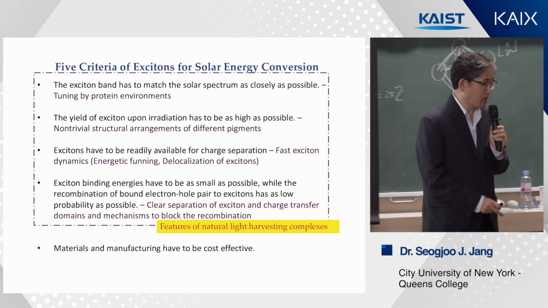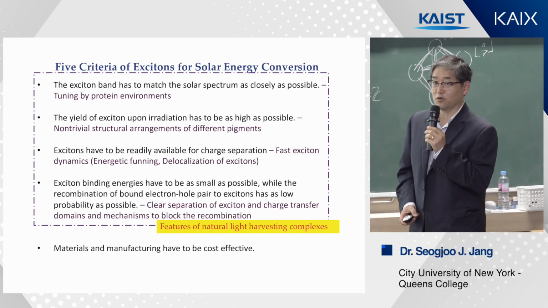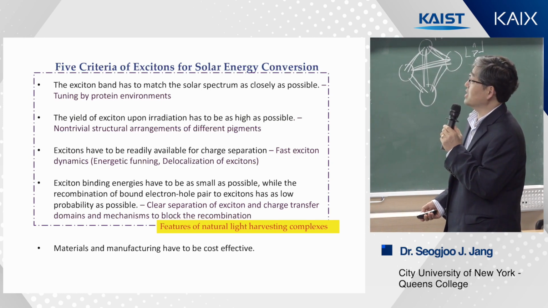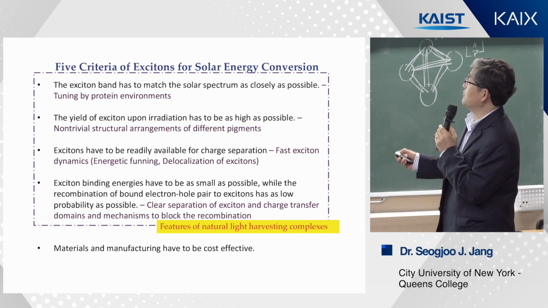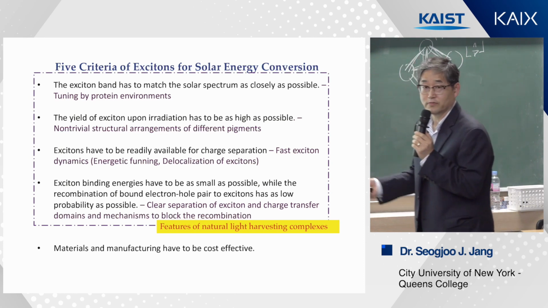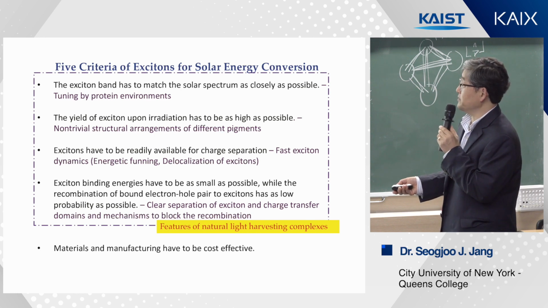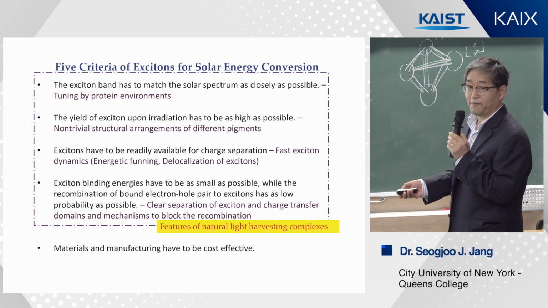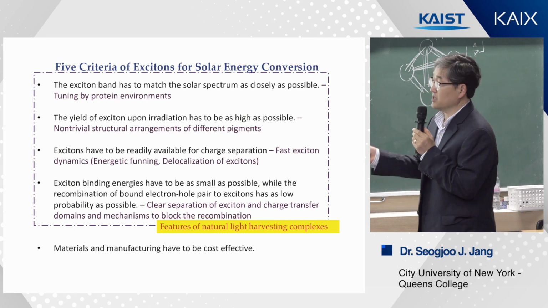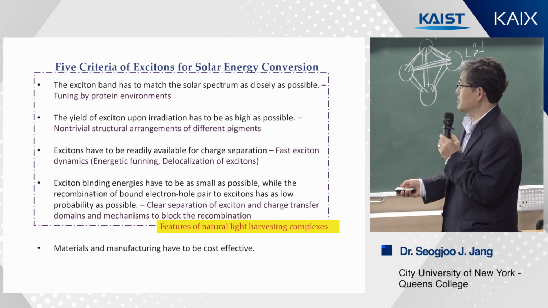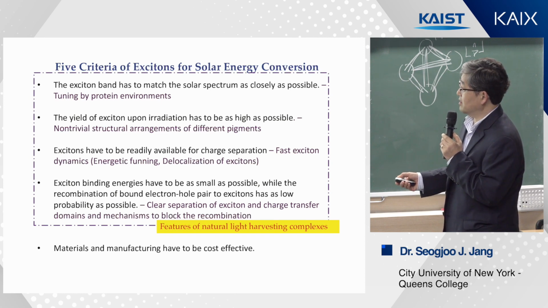So I think I have about 10 minutes, although I have finished only about 60%. So let me quickly go through the 5 criteria of excitons for solar energy conversion that I was able to identify based on our computational study. What we find is that, amazingly, natural systems have all these 4 components. So these features are already inherent in the natural systems.